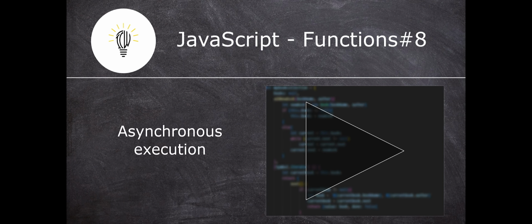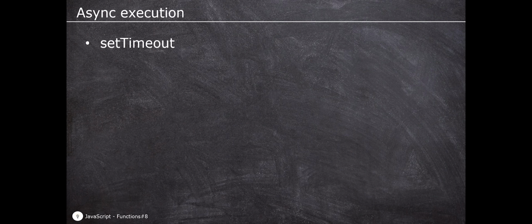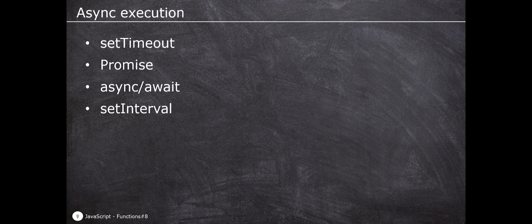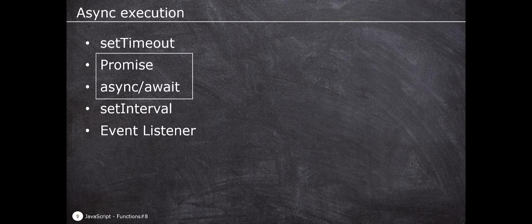We know that JavaScript is a single-threaded application, yet it gives us an impression of parallel execution by executing the code asynchronously. One way to make code run asynchronously in JavaScript is to execute a function or a code block using the setTimeout function, and we have already seen this example. Other ways to execute code asynchronously are promises, async-await, setInterval, and event listeners. In the subsequent videos, we will learn about promises and async-await.